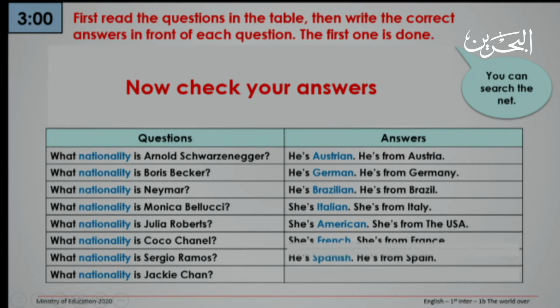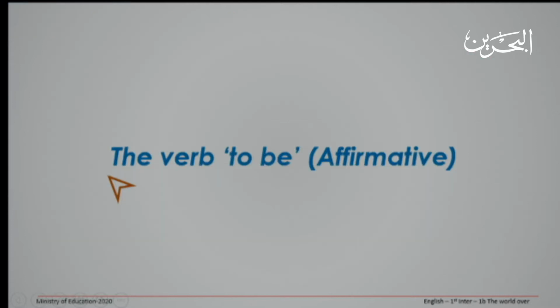She's French, she's from France. He's Spanish, he's from Spain. And the last one, he's Chinese, he's from China. Well done for completing the task. Let's move to the next topic, which is the verb to be in the affirmative form.